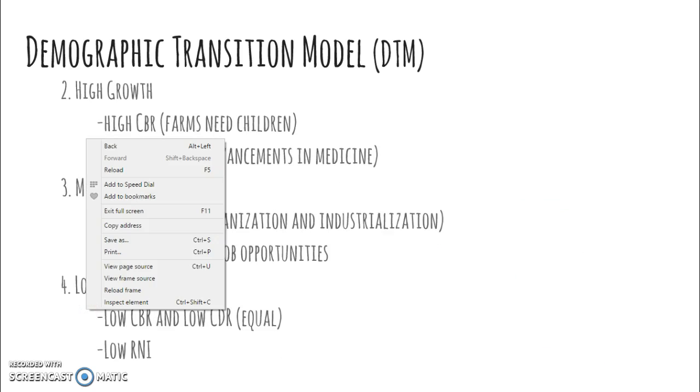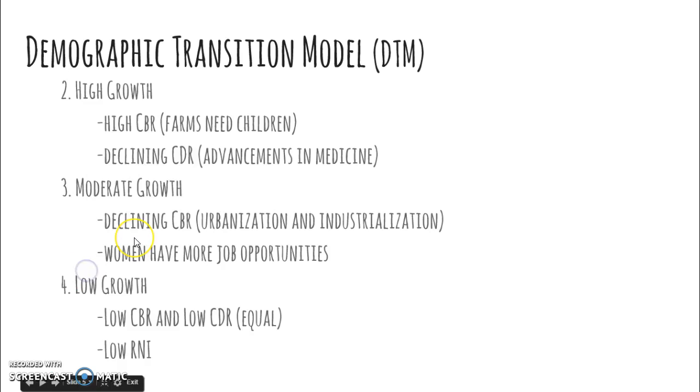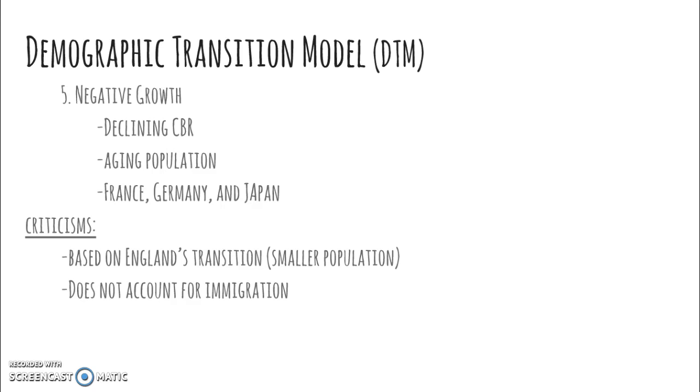Stage two has high growth and high birth rates and declining death rates, which causes the exponential growth. And then stage three has moderate growth with declining birth rates and steady death rates, and then women have more job opportunities, so they focus on that instead of kids. Four has low growth because it has a low crude birth rate and a low death rate, so they're pretty much equal, and it has a low rate of natural increase. And stage five is negative growth with aging population in countries like France, Germany, and Japan.